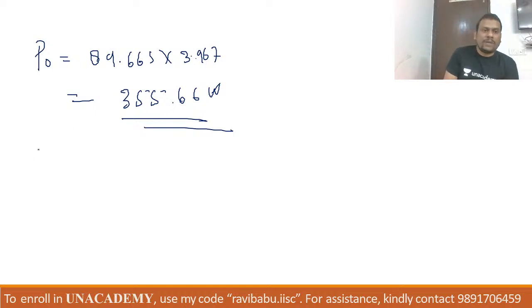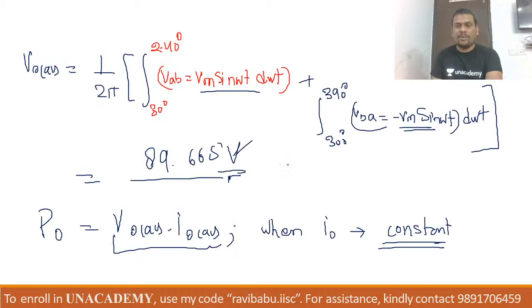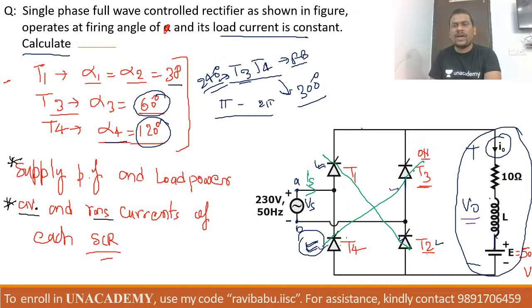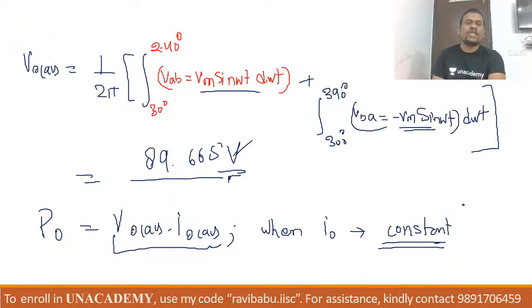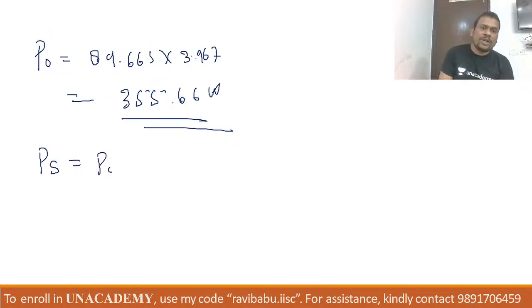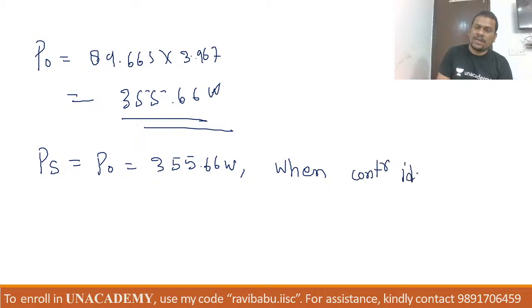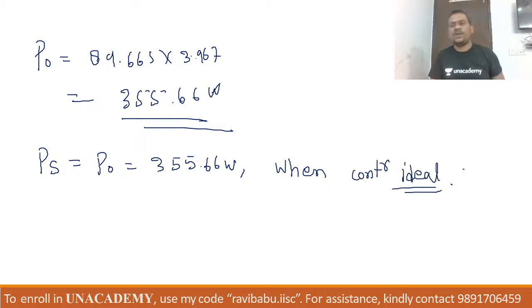Now I want to tell you, what will be the supply power when the converter is ideal. See, there is no loss in this rectifier. If there is no loss, it means whatever power the supply delivers will be consumed by your load. So in this situation, you can write P naught is equal to PS is 355.66 watts when your converter is ideal. When our converter is ideal, no loss in the SCR. Very nice, very nice.